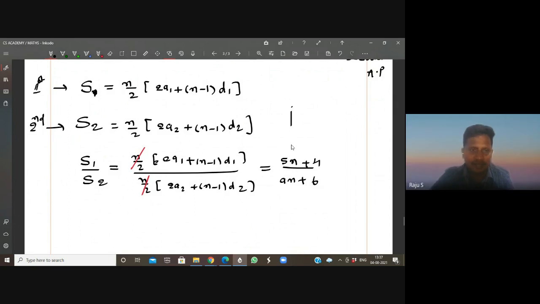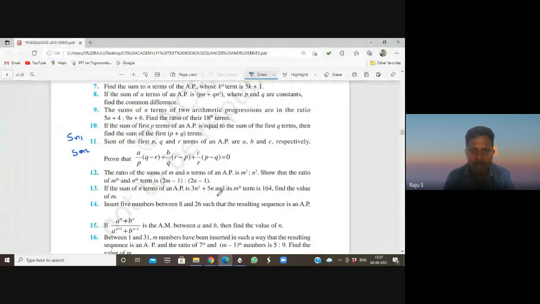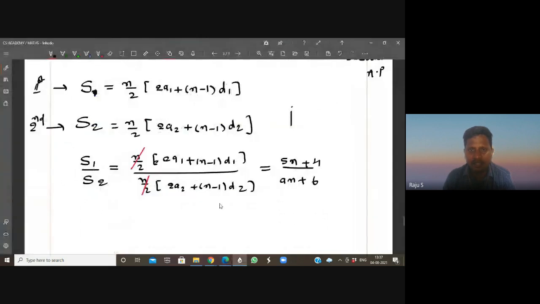Exactly, they are asking about what term they are asking. Find the ratio of their 18th term. To get the ratio of the 18th term, what shall we substitute? Put n is equal to 18.